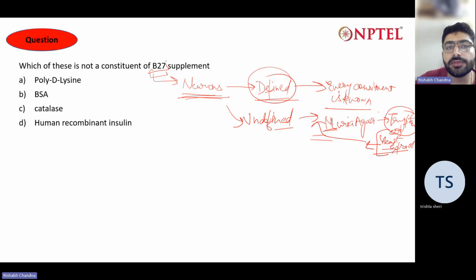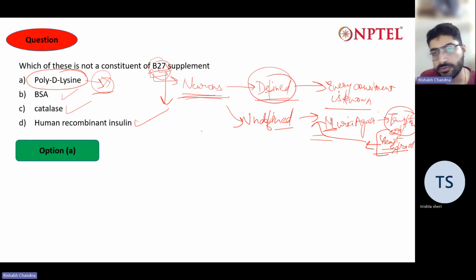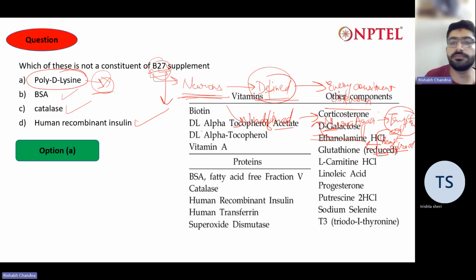So why is it called B27? Because 27 supplements are added into this. So what are the supplements from the given options that are not present in this? Poly-D-lysine is basically a substrate. It has never been added to any media. So it is not present in B27, nor in any media. BSA is there, catalase is there, and human recombinant insulin is there. So yes, the correct option is A. And this is the basic.